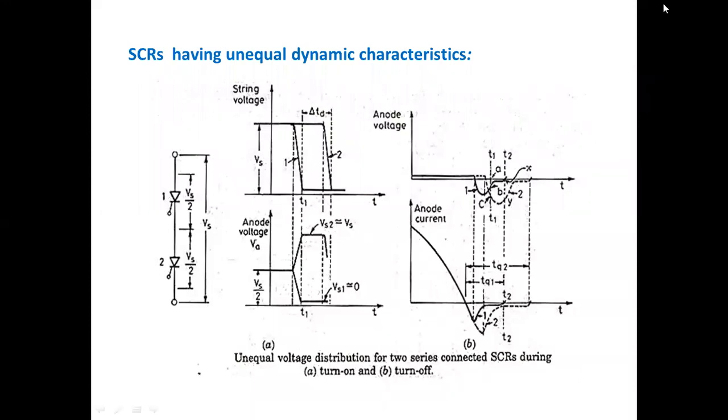Here is the anode voltage, here the cathode. Again here is the anode for SCR2, and the cathode. But initially the supply is given here, therefore the first one should be turned on first. Therefore the turn on time is more for SCR2. The string voltage should be shared by the two SCRs as Vs by 2 and Vs by 2.